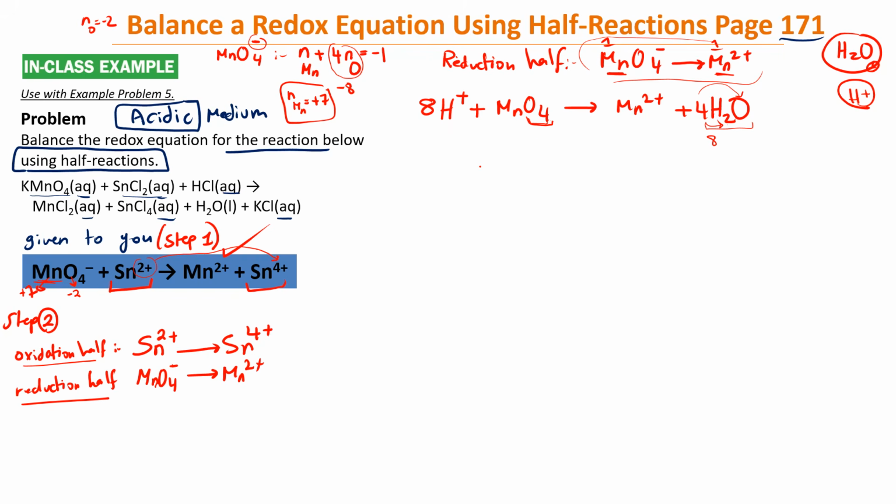Okay? So you balance any element other than oxygen and hydrogen. Mn is already balanced. Then you balance oxygen if you have it. If you don't have oxygen, you don't need steps 4 and 5. Okay? If you have oxygen, balance it with water. So if you have 4 oxygens here, add 4 water molecules. 5, 5, 6, 6, and so on. Okay?